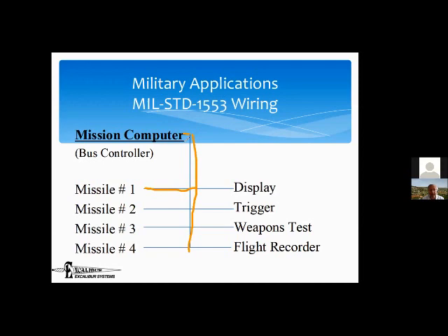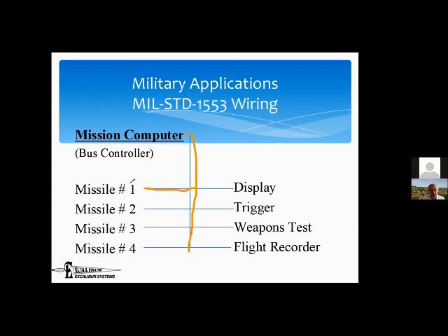Okay, so what we've got then is one bus, and attached to it are 4 missiles, a display, a trigger, a weapons test, a flight recorder, and we've thrown in something new, a mission computer, which up until now hasn't been in our picture.